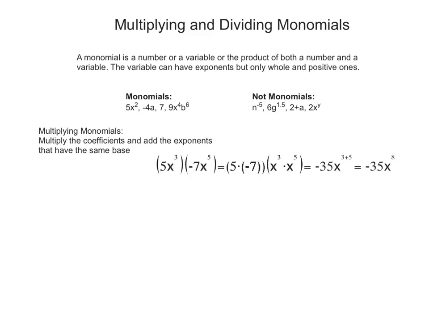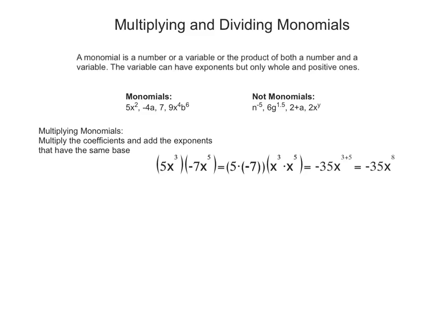If you look at the difference of the two, you'll notice that when they are products of the number and the variable, the variables are raised to a power, and those powers are positive whole numbers. If you look at the examples that are not monomials, the variables are raised to powers that are fractional or negative. If you notice the 2 plus a, this is not a monomial because the 2 and the a are added to one another instead of being a product, so they're not multiplied.